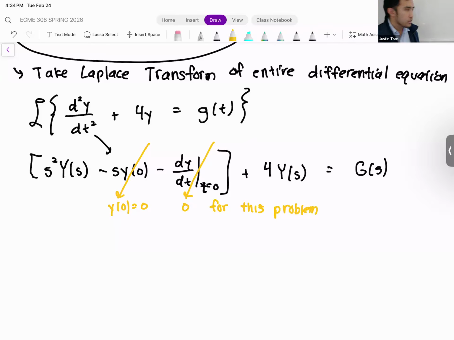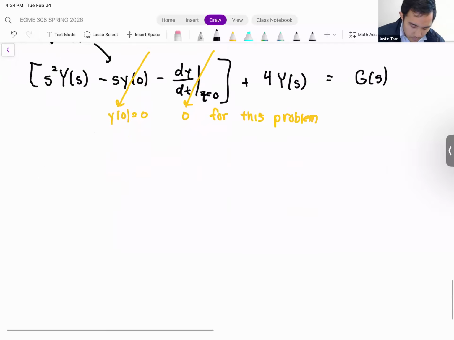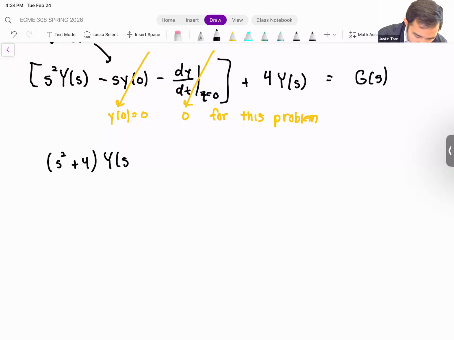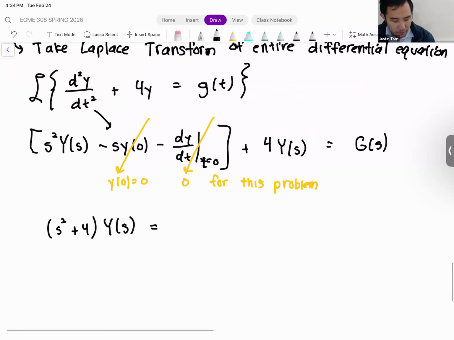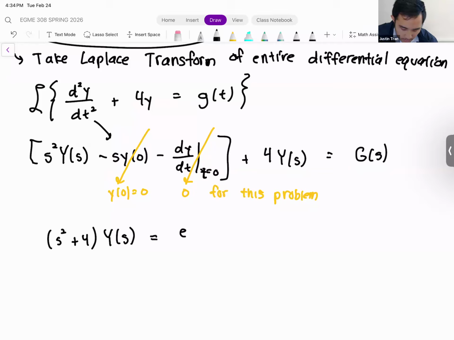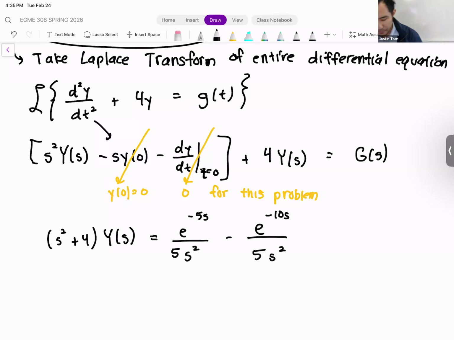So that saves us some work, so we don't have to worry about any initial conditions. We go ahead and simplify, and we have basically s squared plus 4 multiplied by big Y of s, and this is equal to G of s. Let's plug in for G of s at this time. So we have e to the minus 5s divided by 5s squared, minus e to the minus 10s divided by 5s squared.